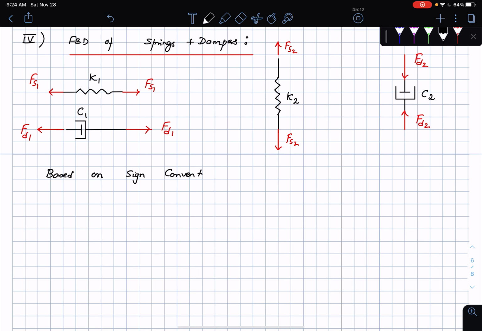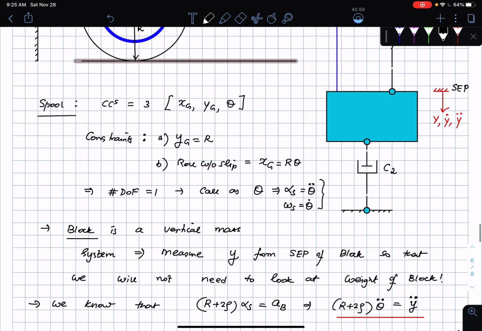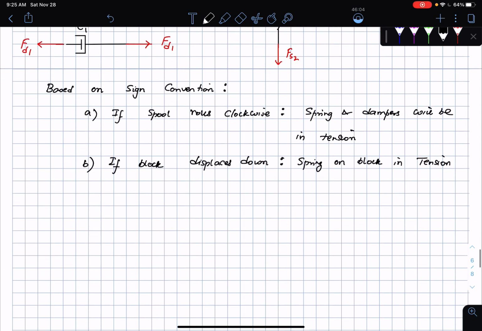Based on the sign convention, as if the spool rolls clockwise, the spring and dampers are going to be stretched, will be in tension. And if the block moves down, the spring attached to the block will be in tension. But the damping element, as you can see, as the block is trying to move down, is going to be compressed. So the damper on the block is in compression.